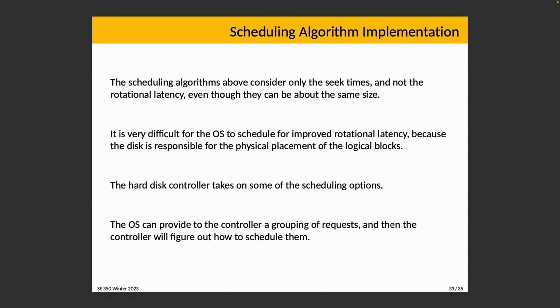Now, the scheduling algorithms that we just talked about, where we counted the number of movements of the disk head, don't consider rotational latency, even though it is on the same order. In fact, they're even close in size when we talk about milliseconds. Why is that? It's because it's very difficult for the operating system to schedule for improved rotational latency. That's the disk's responsibility for the physical placement of the logical blocks. The operating system can have an idea of where on disk something is stored, which allows us to control the seek time, but it's not very helpful in terms of rotational latency.